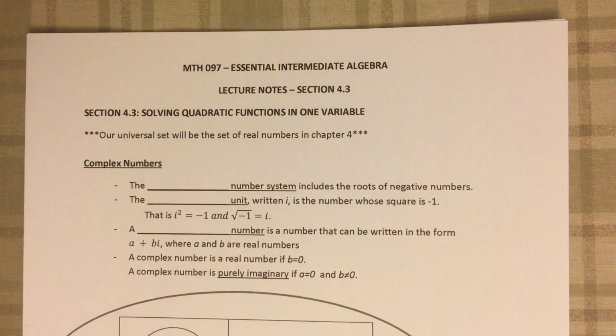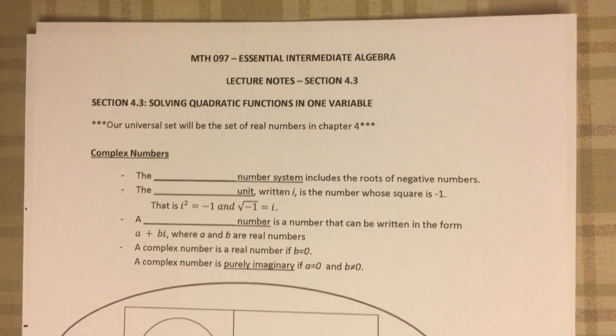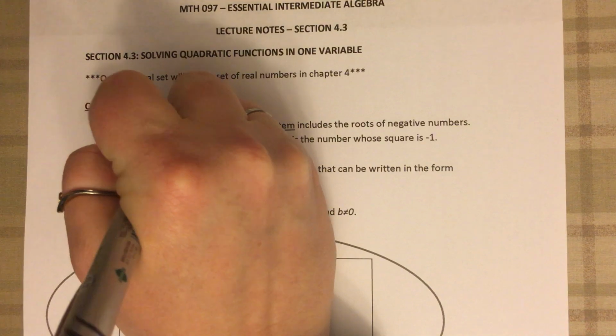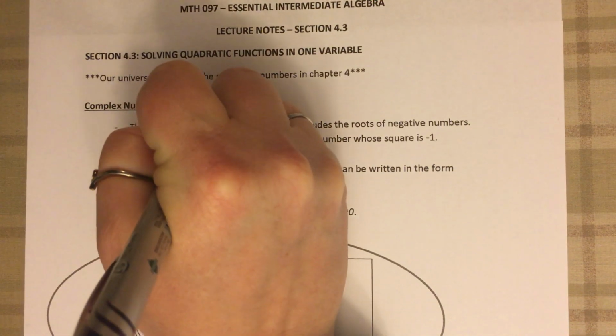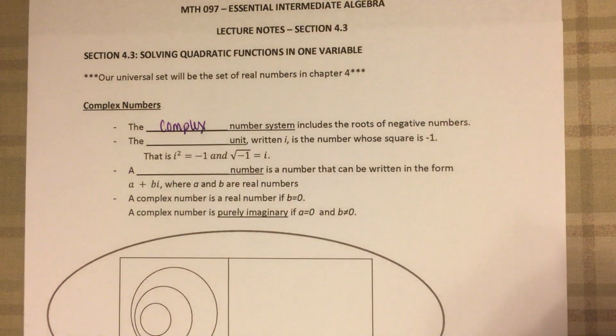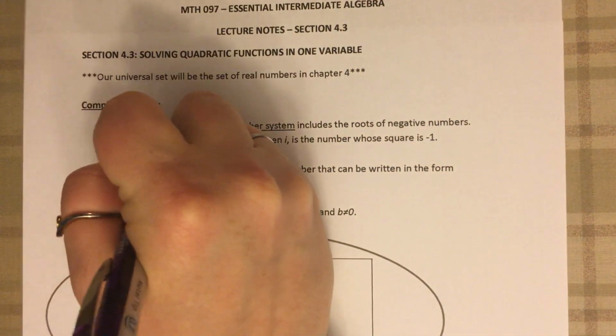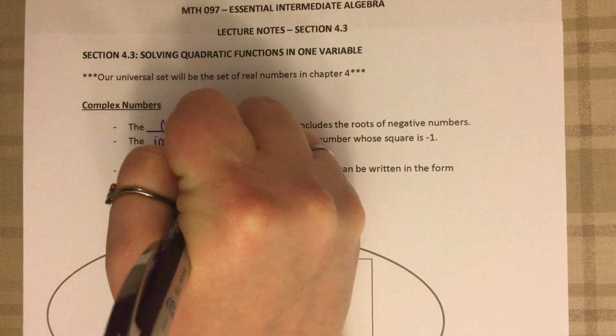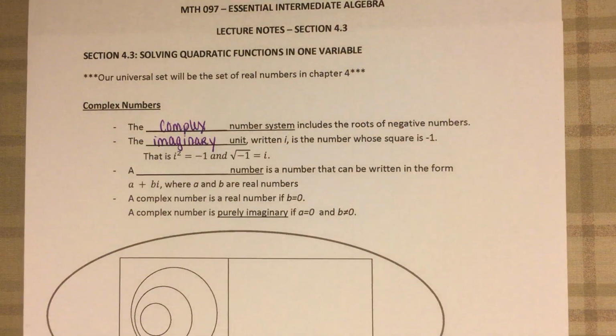Before we get into our quadratic equations, we want to talk a little bit about our complex numbers. Our complex number system includes the roots of negative numbers. In order to do this, we introduce what we call the imaginary unit. The imaginary unit, which is represented by the letter i, is the number whose square is equal to -1. So i squared is equal to -1, and the square root of -1 is equal to i.